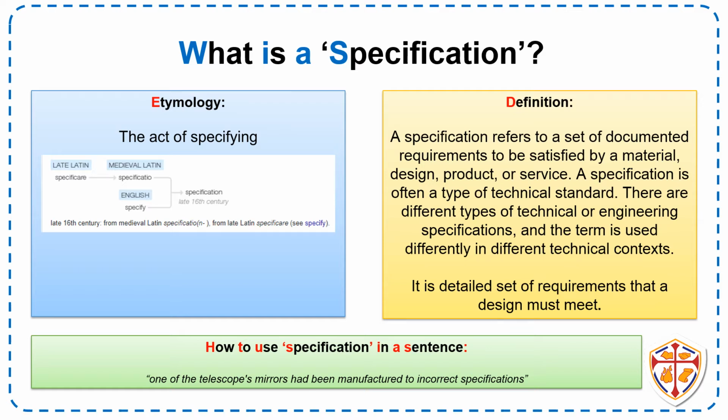This might be a project that you are doing in lesson, or this might refer to your controlled assessment, which if you are in year 13, this will be your NEA. A specification is often a type of technical standard. So these are basically like a set of rules that your product designs must adhere to. There are different types of technical or engineering specifications, and the term is used differently in different technical contexts. It is a detailed set of requirements, so like we said, a set of rules that a design must meet.